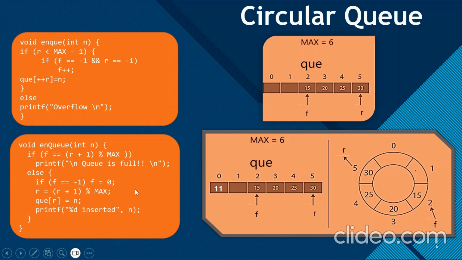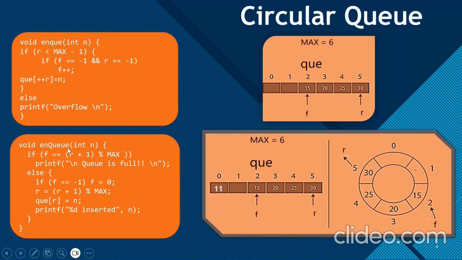So what changes would occur to this diagram? Yes, R would now be 0, because that was the latest element which has been inserted, 11, which was inserted at the index of 0. That would be the value of R. So F would be 2 and R would be now 0.